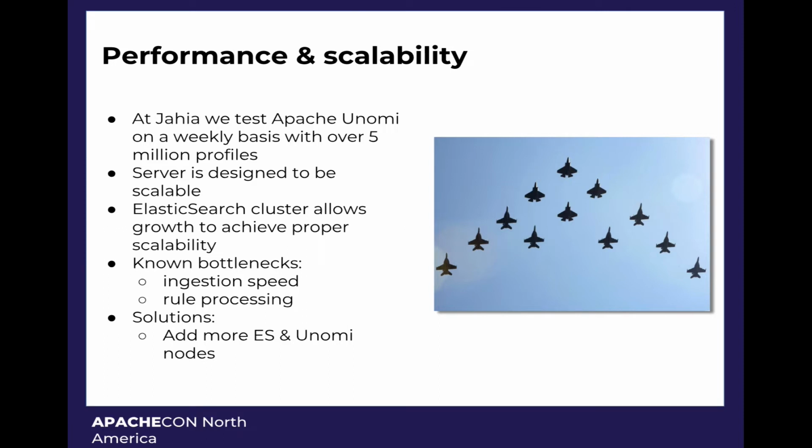But despite that, we have two known bottlenecks: the ingestion speed and the rule processing, the rule engine inside of Unomi. The solution for the moment is just to add more nodes. So if you're hitting one of these speed bumps, you can just add more nodes to solve the problem.